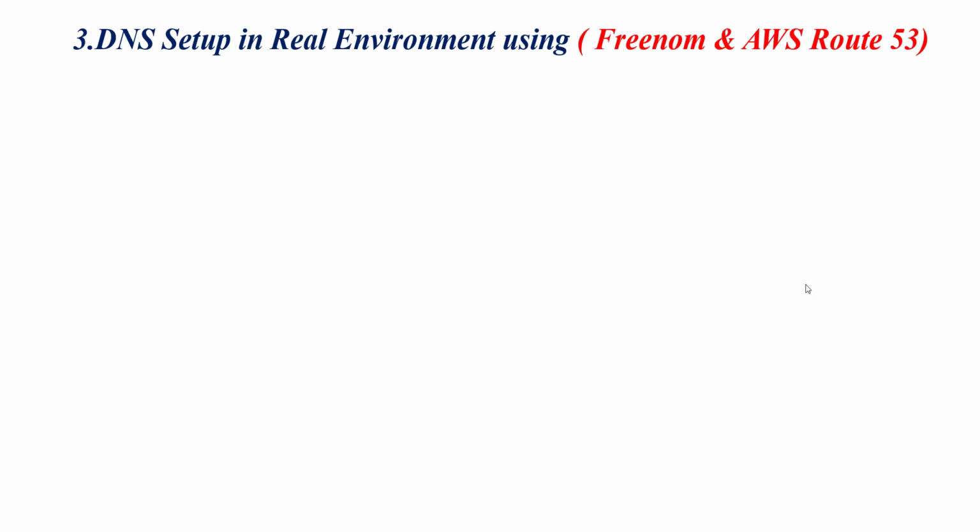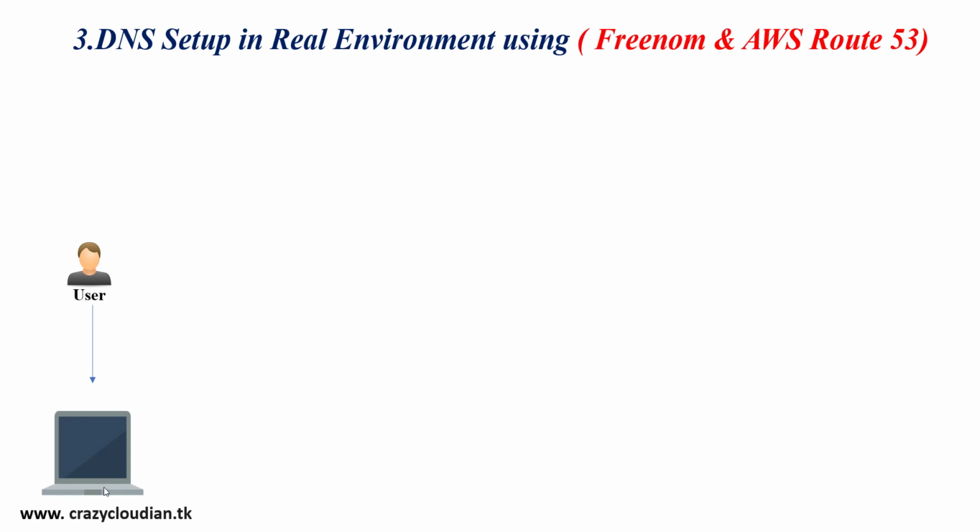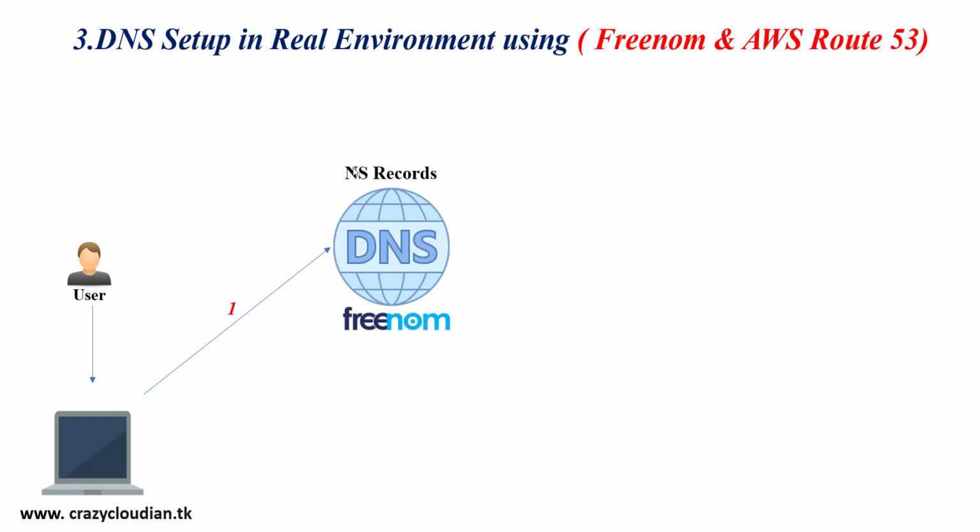So let me show you the flow in this section. Here you can see, first of all, you access your laptop, and through the laptop you type www.crazycloudian.tk. This is the domain which I was issued from Freenom. Here you can see this is Freenom. Freenom will give you some NS records by default, which I'm going to change later on.